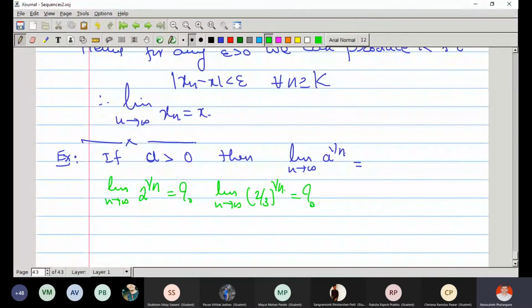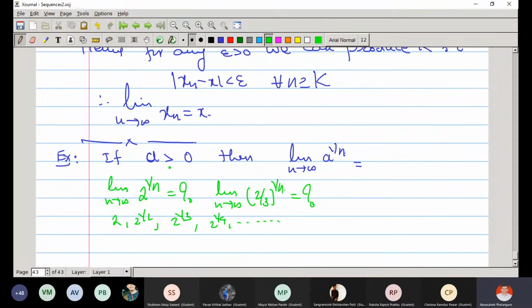So these are the questions where we cannot see directly where it is going as n increases. If n is equal to 2, then we get root 2, then 2 raised to 1 by 3, then 2 raised to 1 by 4. So where is it going?